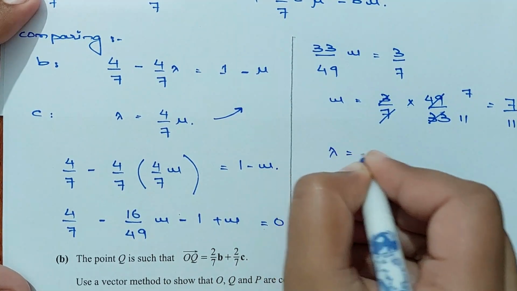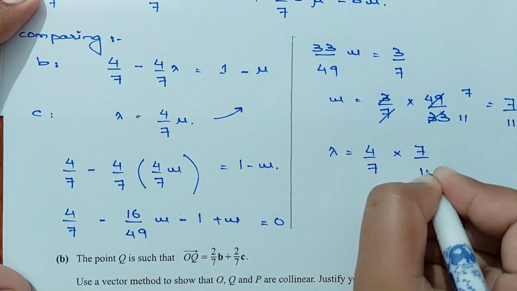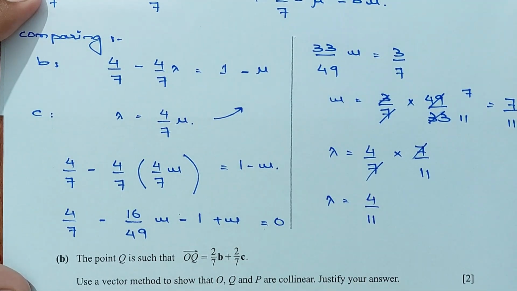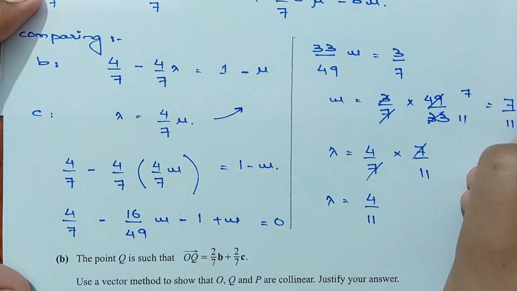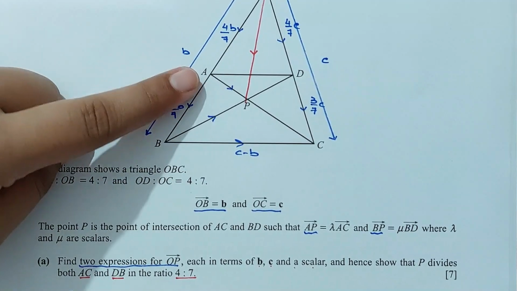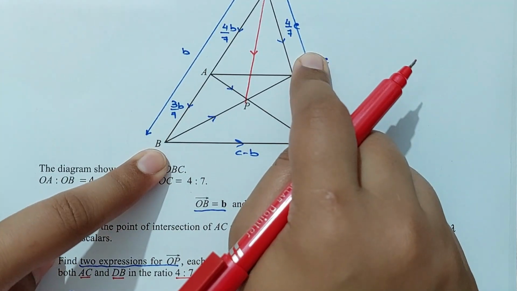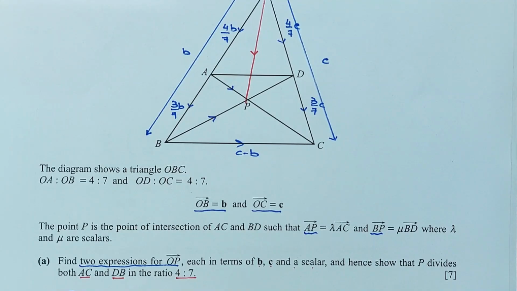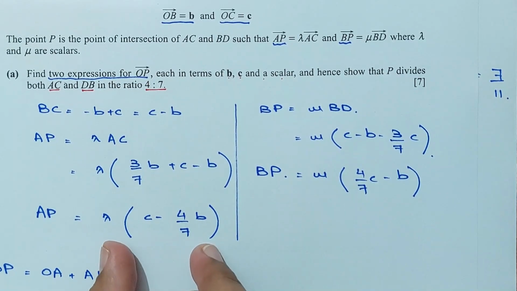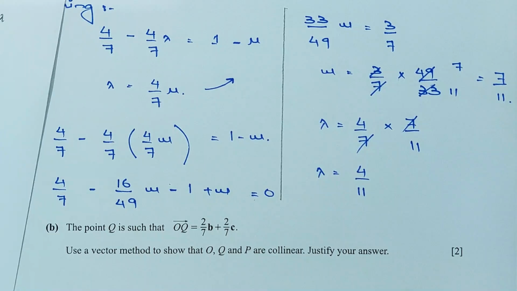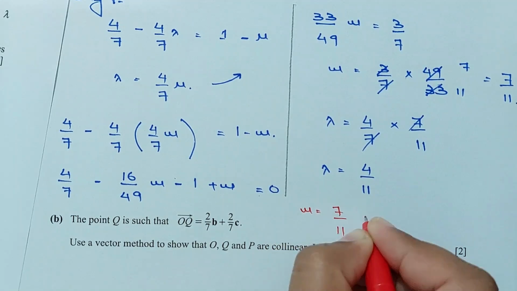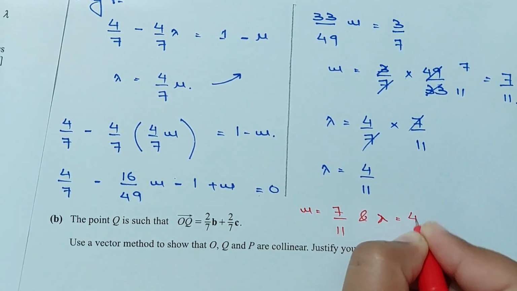Let me substitute it into lambda, which is 4 by 7 mu, with mu as 7 over 11. The 7 cancels with the 7, so lambda is 4 over 11. Now we have the two values: lambda is 4 by 11, mu is 7 over 11, right? Now we have to show that P divides AC and DB in the ratio of 4:7. What is AC? The total would be 11. So this is proved, because mu is 7 over 11 and lambda is 4 over 11.